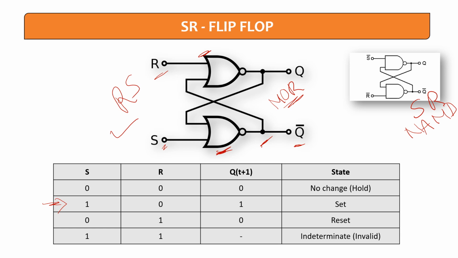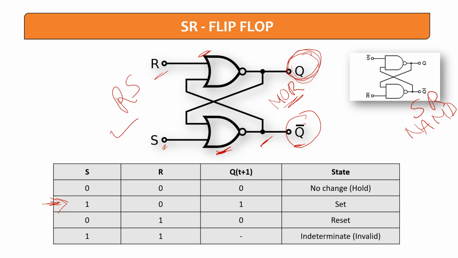The Q will be 1, and therefore the input combination S equal to 1 and R equal to 0, this line, leads to the flip-flop being set to Q equal to 1. This is my main output and this is my inverted output. What we are going to store is always this main output Q, because Q bar is my inverted output. So I get my final output Q equal to 1.